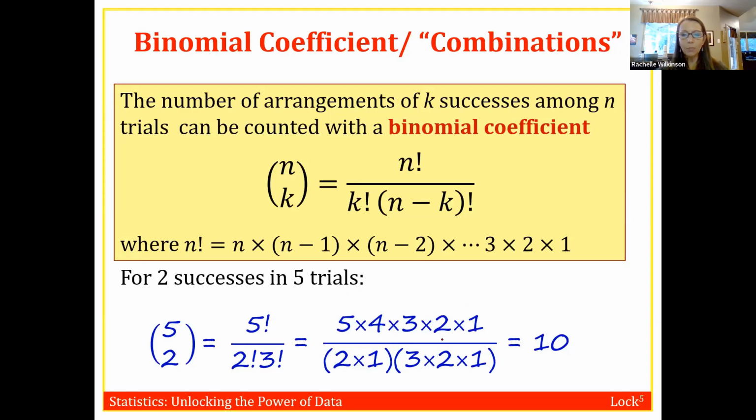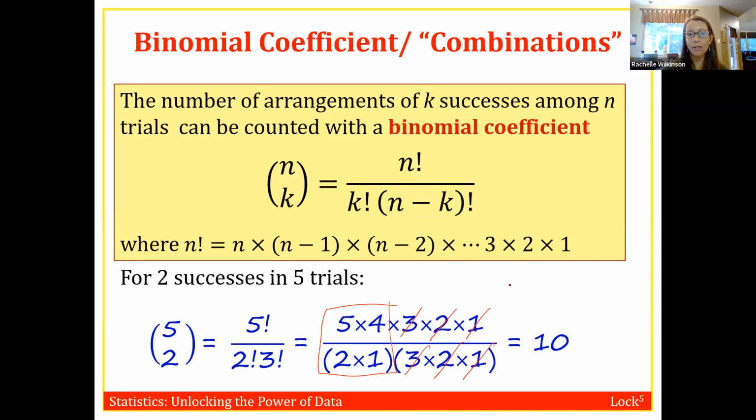And because everything is multiplied together, I can cross out similar terms. So look, I can see there's a 3 in the top and bottom. There's a 2 in the top and bottom. There's a 1 in the top and bottom. So those will all cancel. And then I can just multiply these numbers to get the answer. So I would have 20 divided by 2, which gives me the 10. So that's one way we could do it when we have really big numbers. The 5 factorial won't be a problem, but big numbers would be a problem.